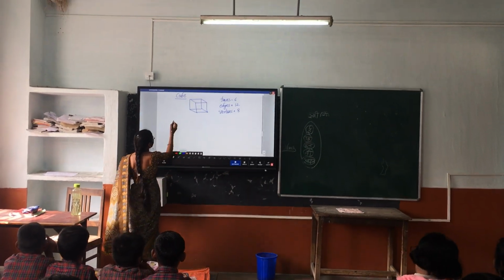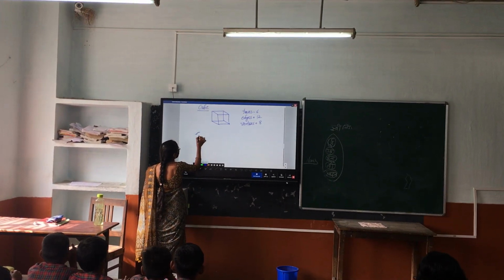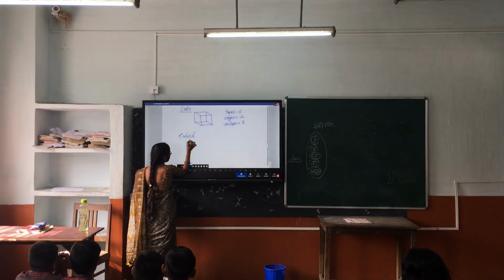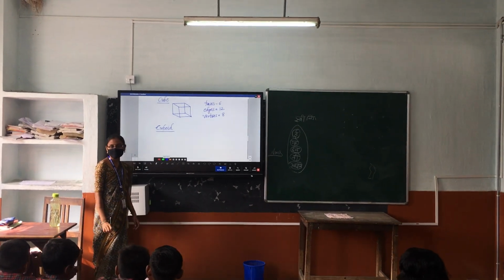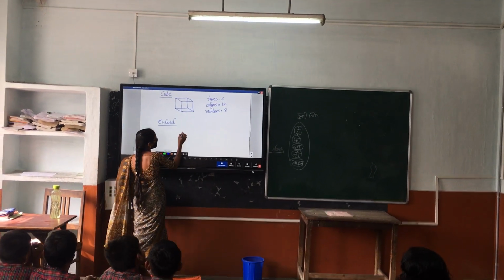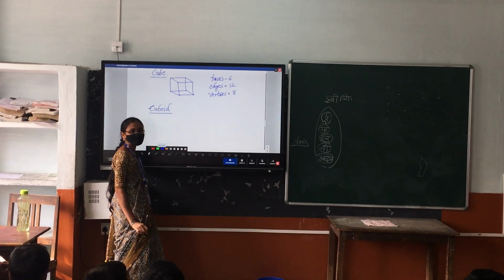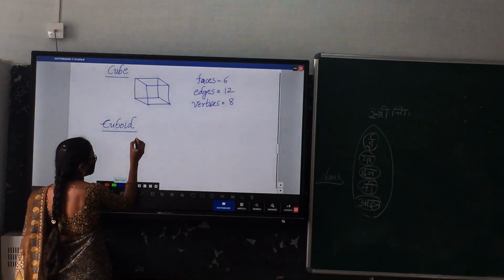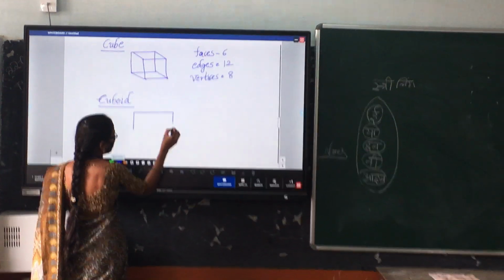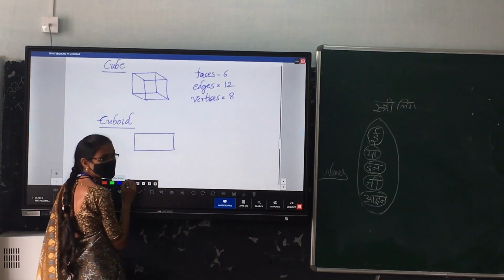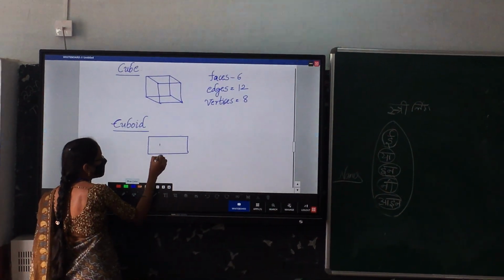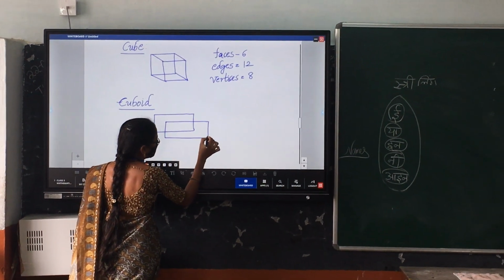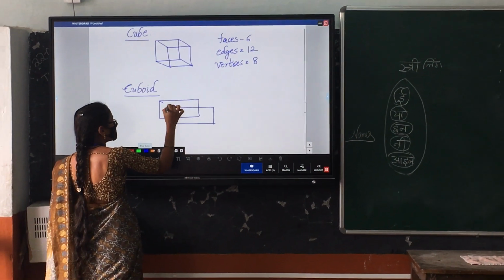Cuboid. And in this cuboid, which faces are these? The faces are rectangles. So, I am drawing one rectangle here, and again one rectangle. Okay, joining.